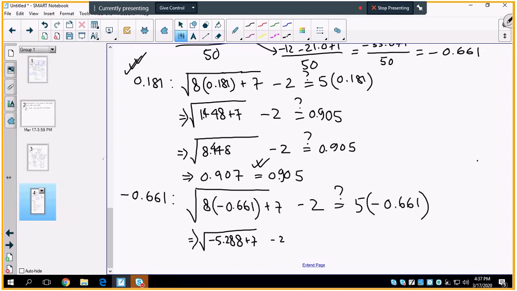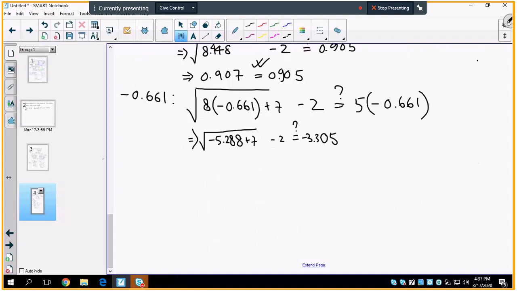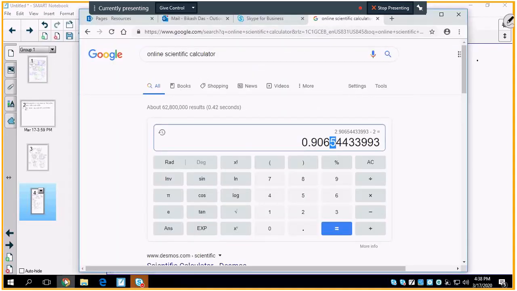Minus 2, is this equal to, let's multiply 5 now, 5 times 1 is 5, 5 times 6 is 30, 3 carries on, 5 times 6 is 30 plus 3 is 33, so I get 3.305, but all of that is negative. When I do the subtraction, 7 minus 5.288, or negative 5.288 plus 7, I am supposed to get 1.712. So is the square root of 1.712 minus 2 equal to negative 3.305? I will do the square root of 1.712 on the calculator and round to 3 decimal places.